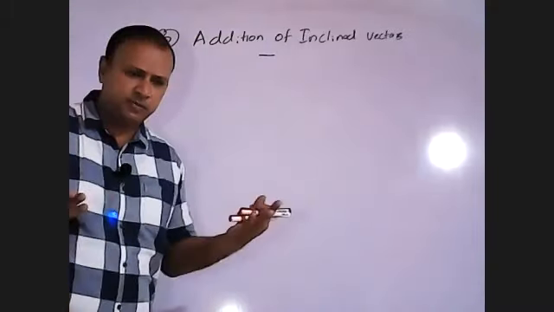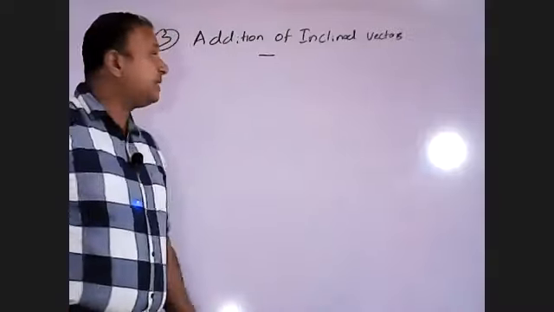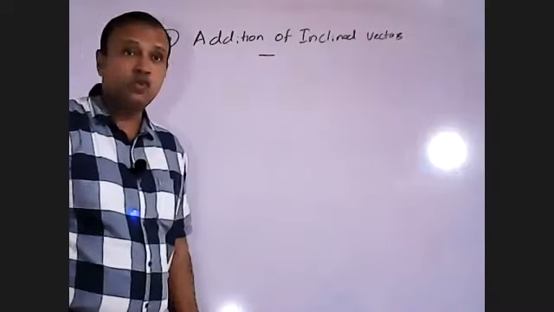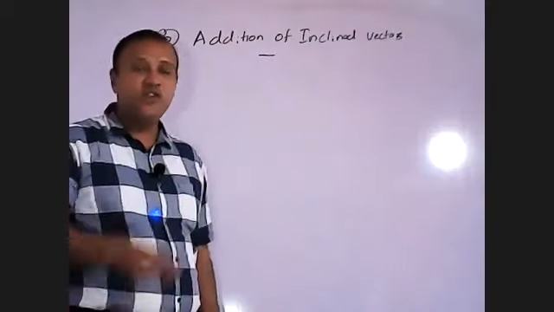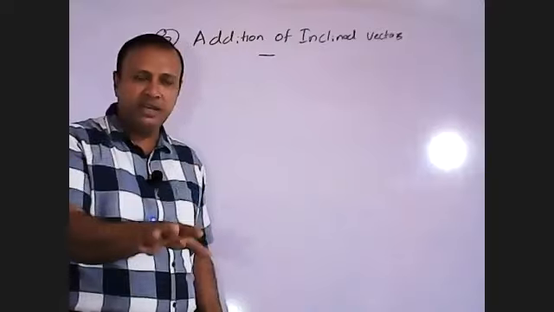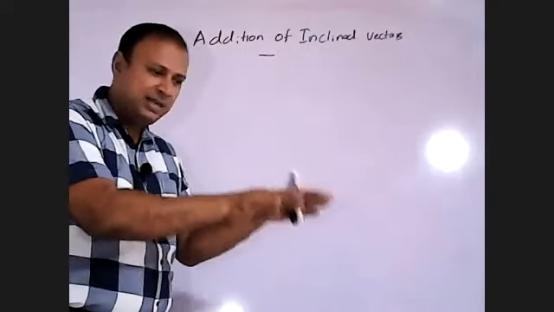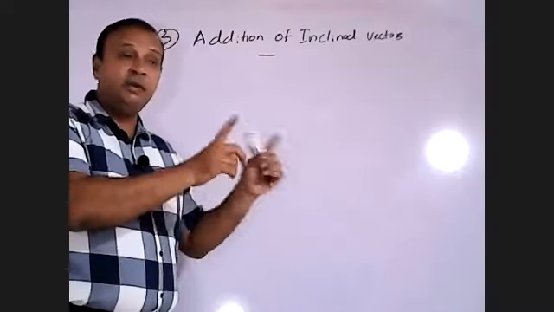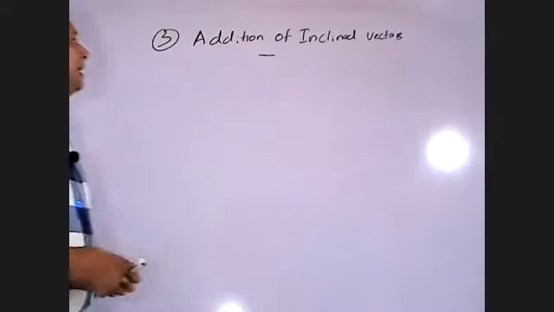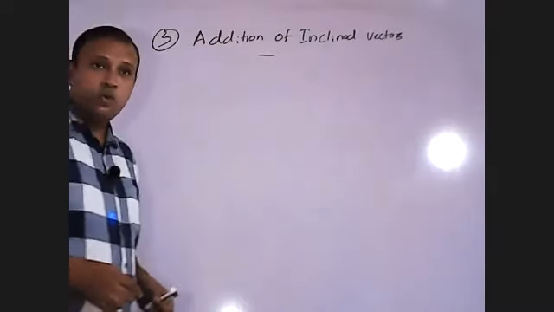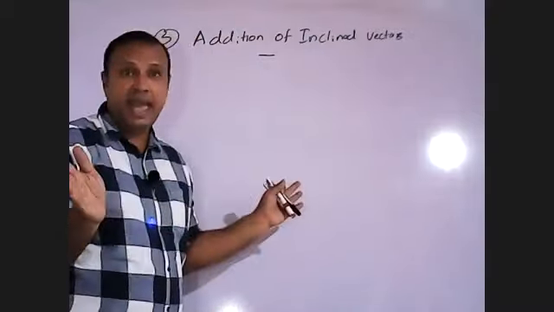Inclined vectors means there's an angle between these two vectors, which is not equal to 0. If it is 0, then definitely those two vectors are parallel. That means either it will be in the same direction or opposite directions. Now the angle is not 0. That means it has an angle.